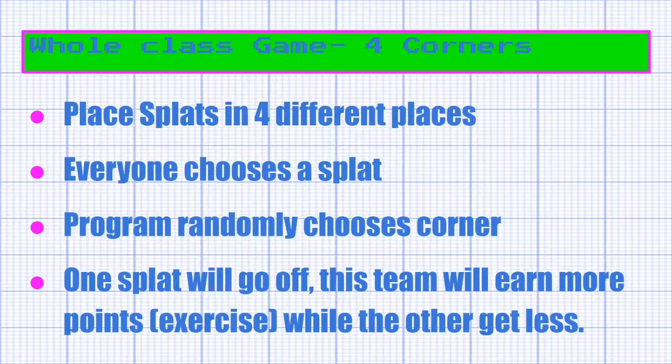Now, in my gym, however many exercises they do is a point. So if their team won, they might get 10 jumping jacks, and once they complete it, they got 10 points. Each person keeps track of their own points. The other three corners are going to do 5, or whatever you choose, 5 jumping jacks. Once their exercise is done, they're going to move to another splat.